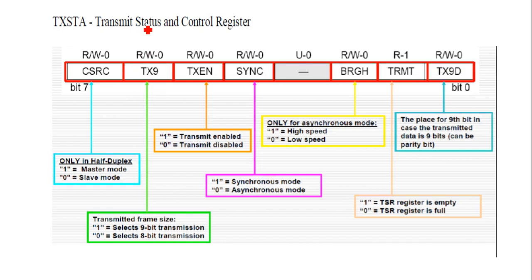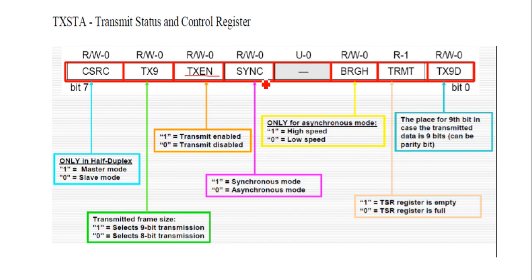Then TXEN is the transmit enable. It is bit addressable. If you want to start a transmission, you will raise this bit. Because it is bit addressable, we can raise or clear 1 bit. So if it is 1, then it starts transmission. If it is 0, then it disables the transmission.